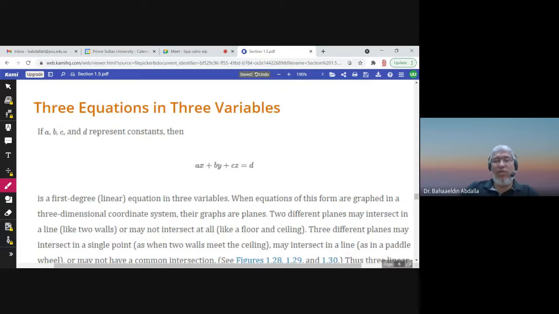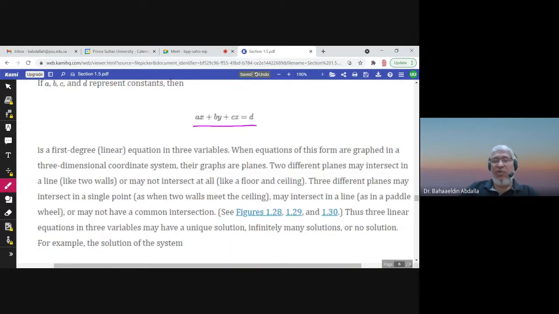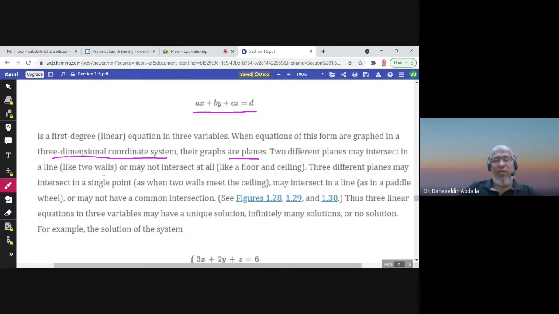Now, three equations in three variables. If we have an equation with three variables, this means that we are in a three-dimensional coordinate system, x, y, and z. And the graph of such an equation is a plane. And two planes may intersect in a line or may not intersect at all.